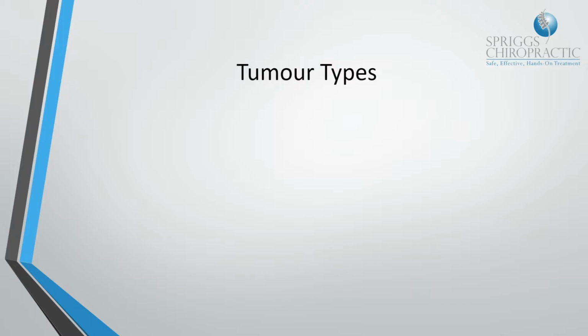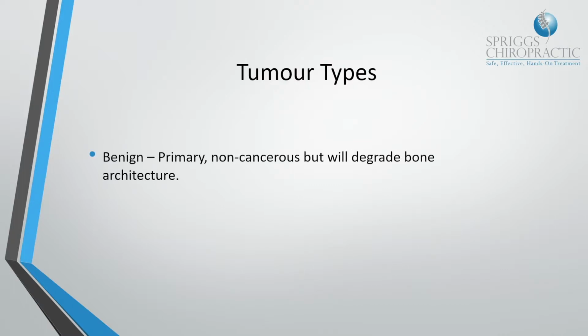So just to recap on the tumour types when we're talking about primary bone lesions. We have benign primary lesions, which are non-cancerous lesions but they will degrade bony architecture, so they do have consequences for those patients who have them. Some of these will be expansile, so they'll start off within the bone and expand outwards through the medullary canal and through the cortex into the outside soft tissues.